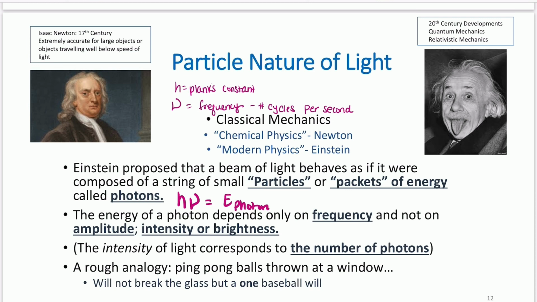The intensity of the light does correspond to the number of photons coming through. So the energy itself, the photon itself, is only dependent upon the frequency, but how bright that is depends on the number of photons we have. More photons, the more bright that light will be. A very rough analogy to all of this is that if you have a set of ping pong balls and you start throwing them at a window, one ping pong ball is not going to break the glass, but a baseball will.